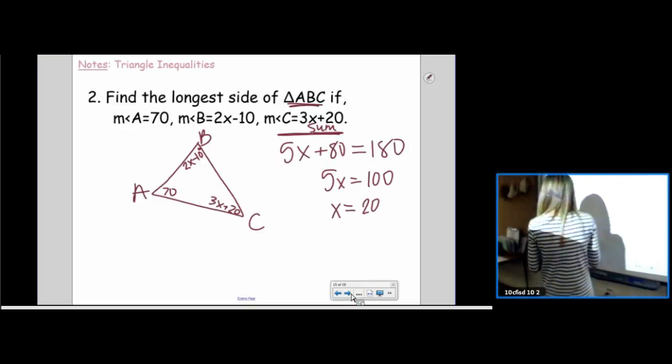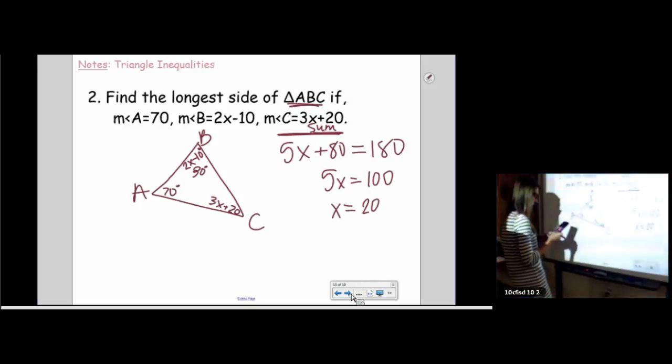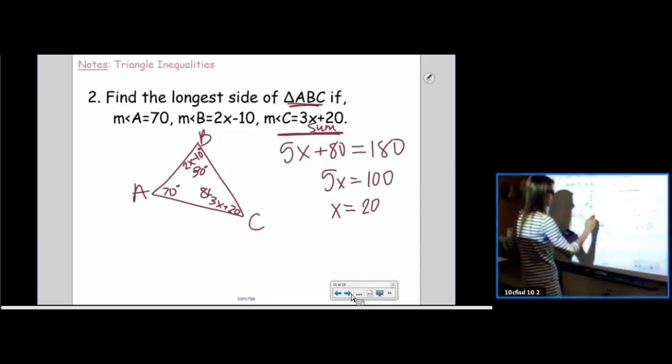I'm going to plug that back in. 2 times 20 minus 10. So that's a small angle. That's a 30-degree angle. 3 times 20 plus 20. And that's an 80-degree angle.